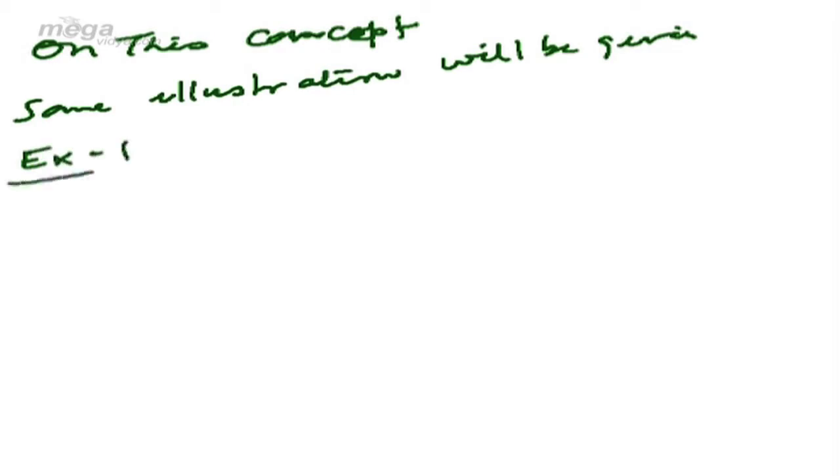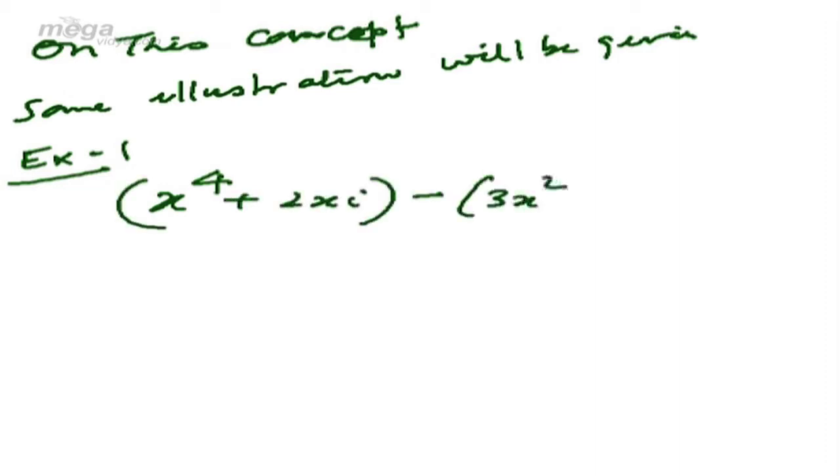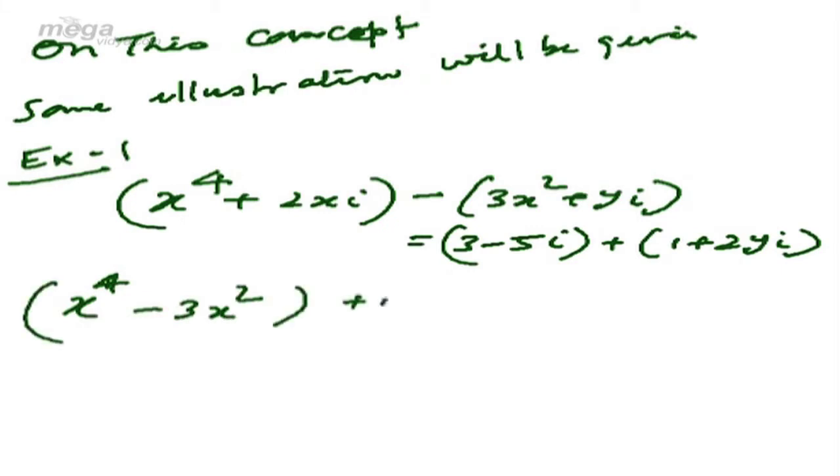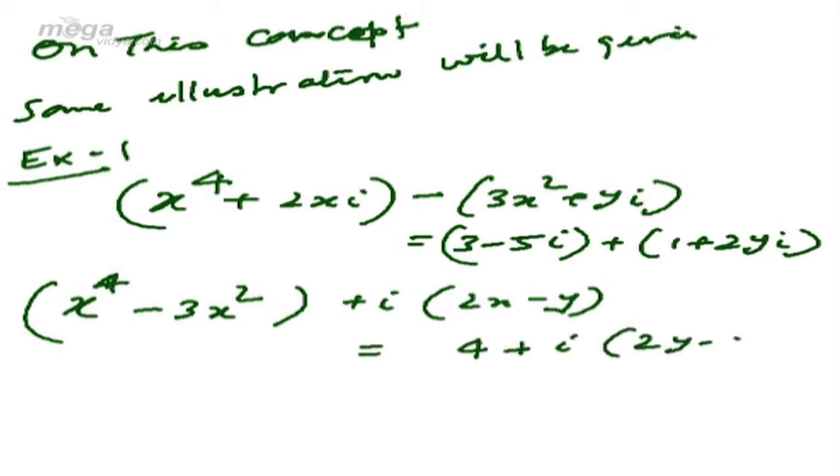Example 1. x to the power 4 plus 2xy minus 3x square plus yi is equal to 3 minus 5i plus 1 plus 2yi. Now write the real part in one bracket and the imaginary part in another bracket. x to the power 4 minus 3x square plus i times (2x minus y) is equal to 4 plus i times (2y minus 5).